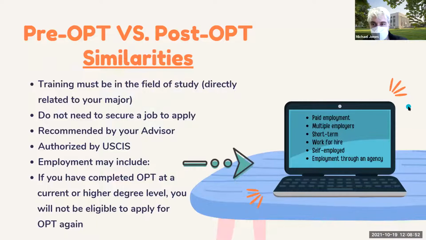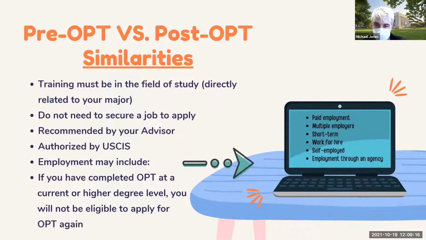Now, pre-OPT and post-OPT, what are the similarities? The similarities between pre and post-OPT are that it must be related to your major. You don't need to secure a job to apply. You must be recommended by your educational advisor. Then it's authorized by USCIS.